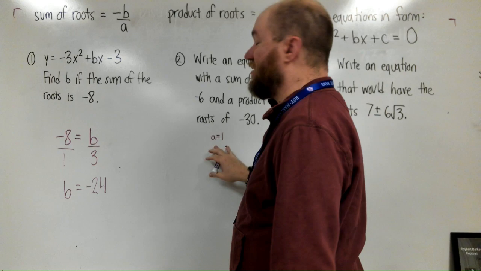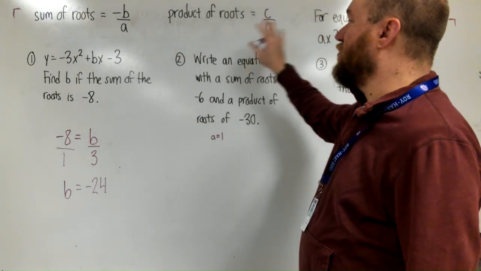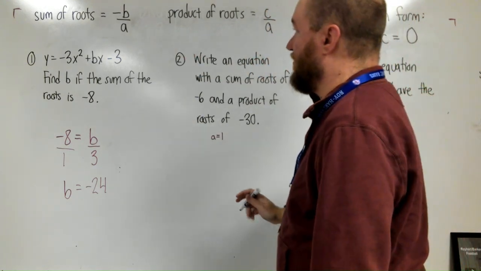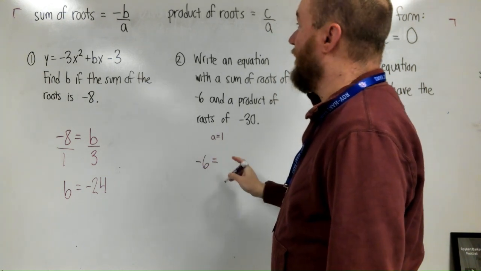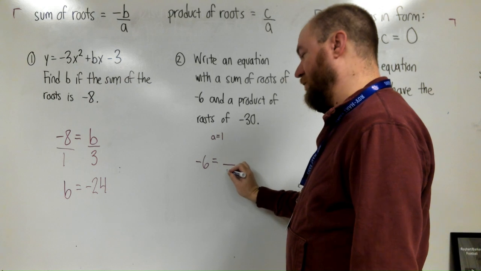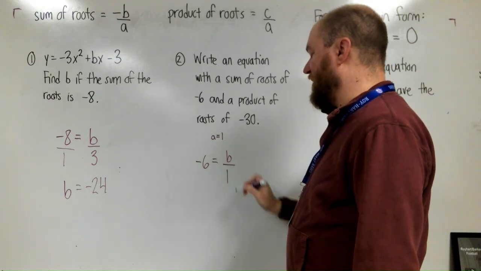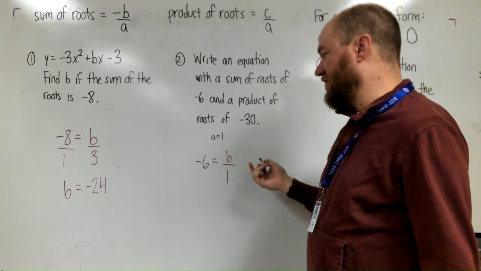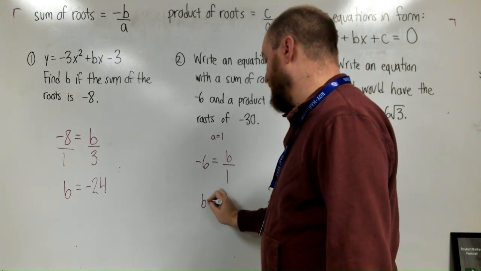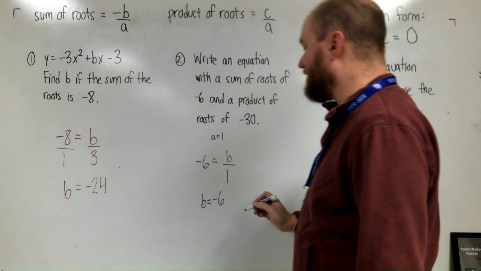So now that we declared that a is 1, let's use both of these formulas. The sum of the roots is negative 6. And if we know that a is 1, which we just said, what does b have to be? Well, what number divided by 1 would be negative 6? B has to be negative 6.